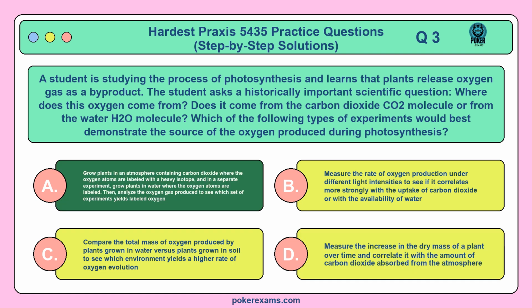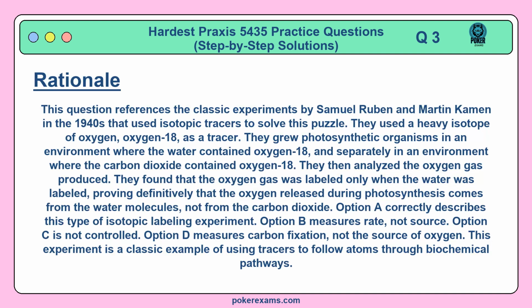The correct answer is A. This question references the classic experiments by Samuel Ruben and Martin Kamen in the 1940s that used isotopic tracers to solve this puzzle. They used a heavy isotope of oxygen, oxygen-18, as a tracer. They grew photosynthetic organisms in an environment where the water contained oxygen-18, and separately in an environment where the carbon dioxide contained oxygen-18. They then analyzed the oxygen gas produced.